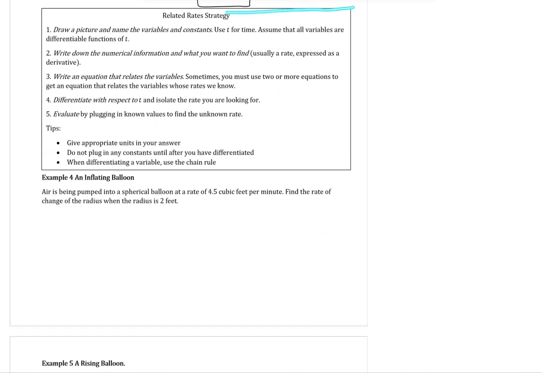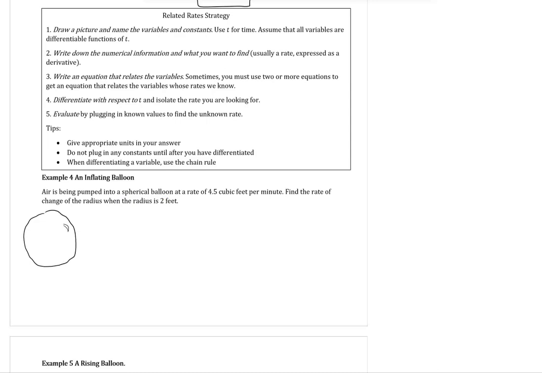Here we have some strategies outlined to help us when we're solving a related rates problem. I'm going to go ahead and jump into example 4 by taking the first strategy and drawing a picture. We have air being pumped into a spherical balloon. So we have a balloon that looks like this.